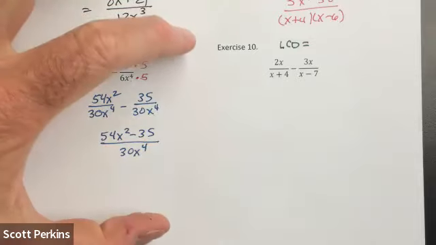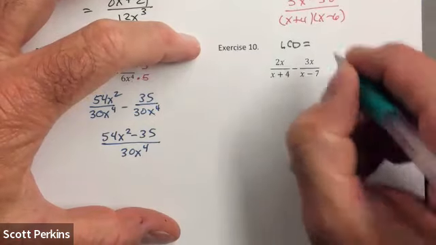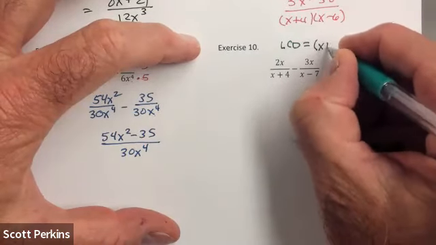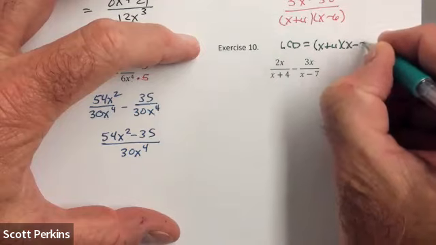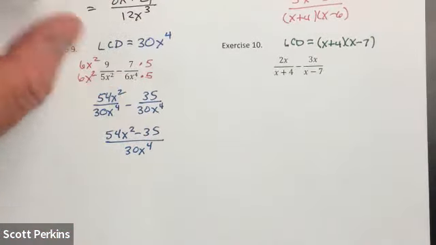Just to give us all a nudge. What did you start out with as your common denominator? Well said. x plus 4, x minus 7. Okay, keep going. Just wanted to make sure we're all on the same page.